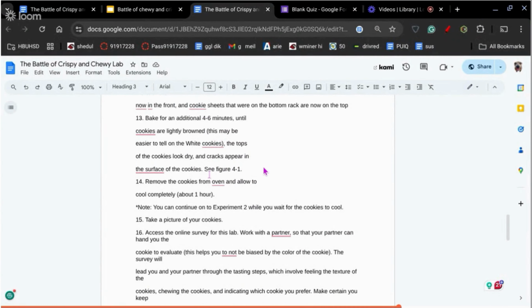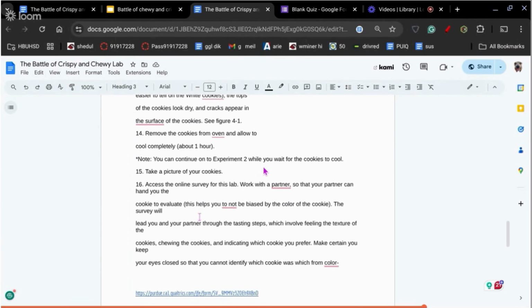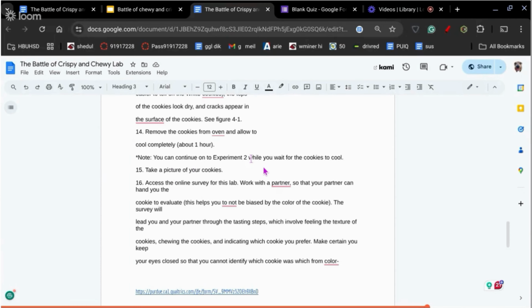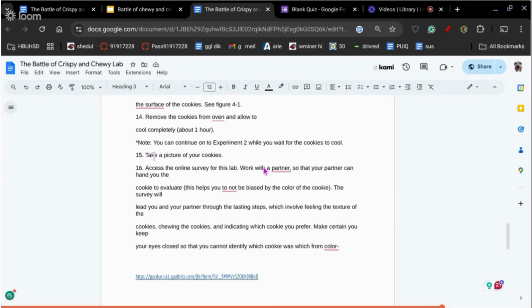Here we follow the actual lab format. There was a picture here, but we didn't add it in. Remove the cookies from the oven and allow them to cool completely for about an hour. Now, you can continue on experiment 2 while you wait for the cookies to cool. This is something else that we didn't do. Another lab completely. Take a picture of your cookies.